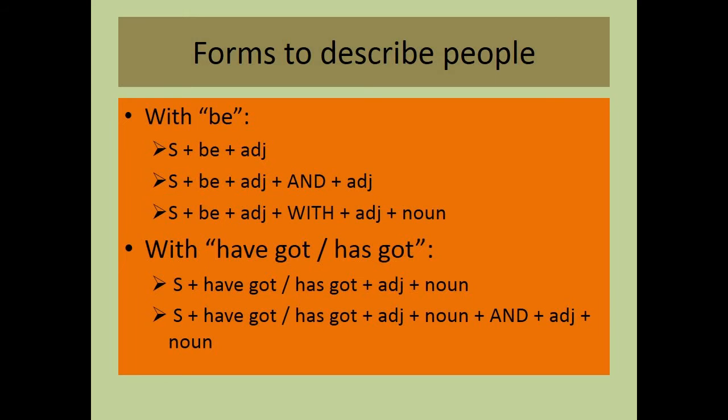And, secondly, we can use the verb have got, and we can say the subject, the verb, an adjective and a noun. Or we can say the subject, the verb have got, an adjective plus a noun, and another adjective plus a noun.